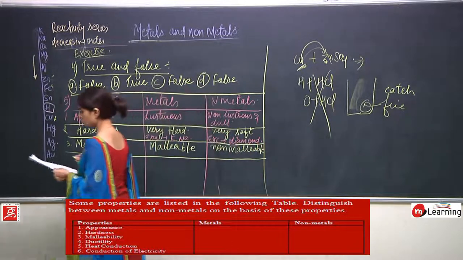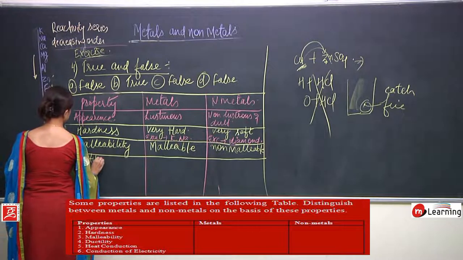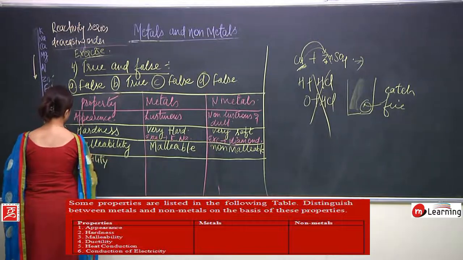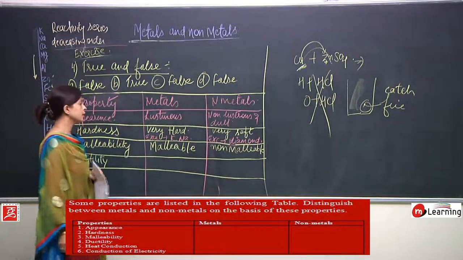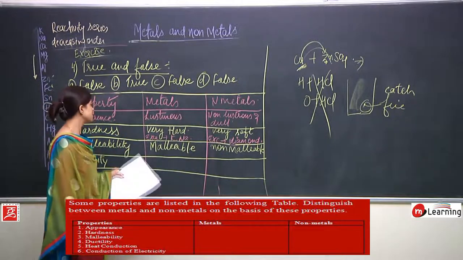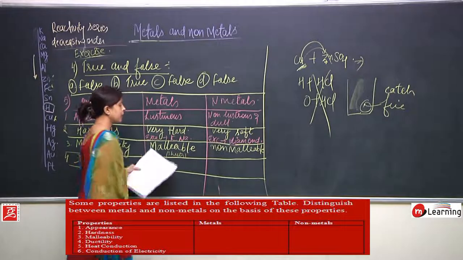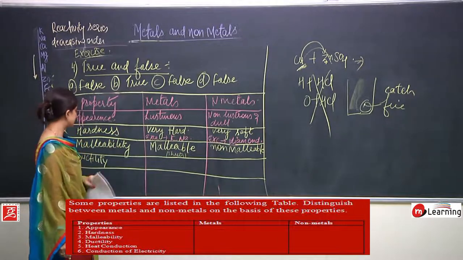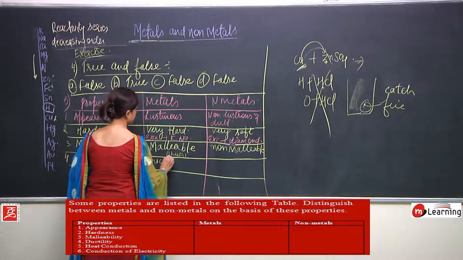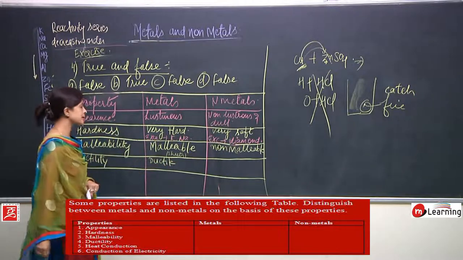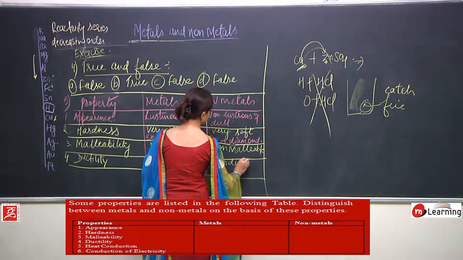Yes. Now, the fourth one, ductility. Ductility is the ability to be drawn into wires. Malleability is the ability to be drawn into sheets. Non-metals cannot be drawn into sheets. Now ductile, they are ductile. We have discussed this. These are non-ductile.